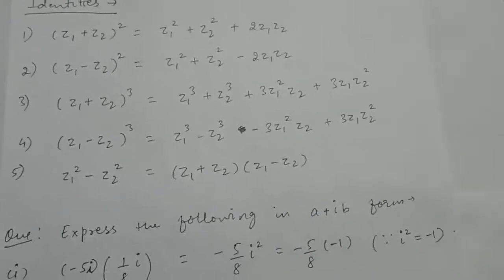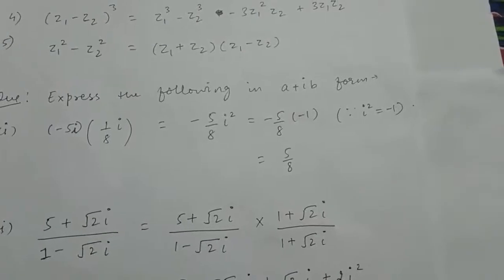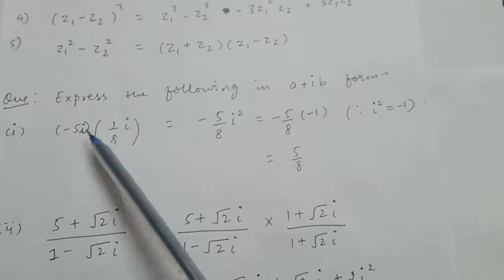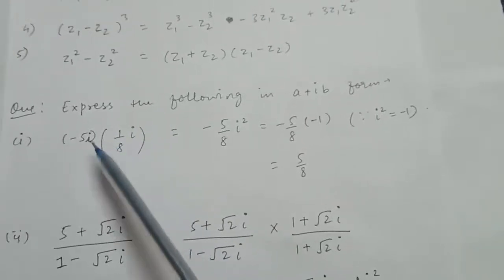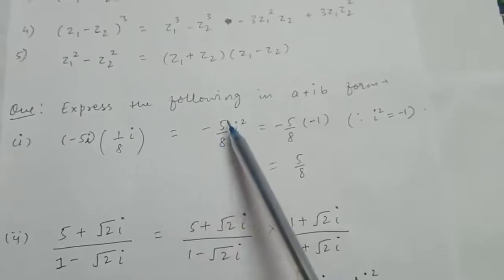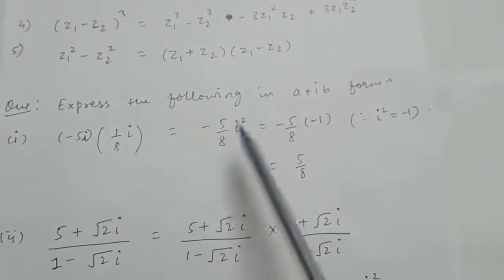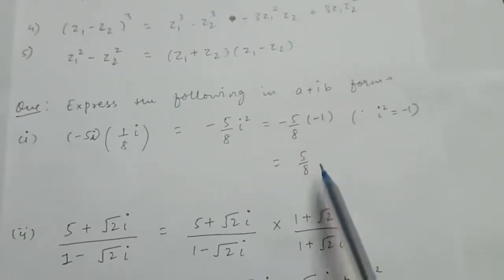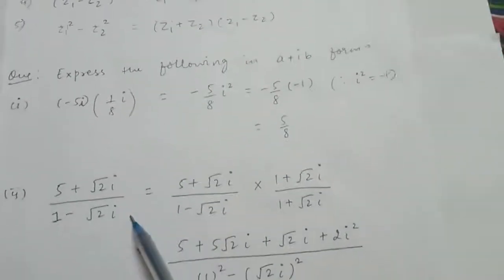Now there are some questions in which you have to express the given in the form of a plus iota b. So the first is minus 5 iota into 1 by 8 iota. So these are two complex numbers, multiply them. So you will get minus 5 by 8 into iota square, right? Now iota square is minus 1. So this will be 5 by 8, right? Now in the next you have to divide two complex numbers.